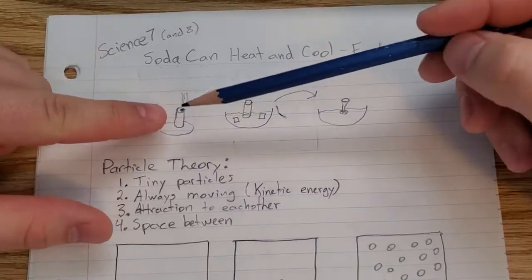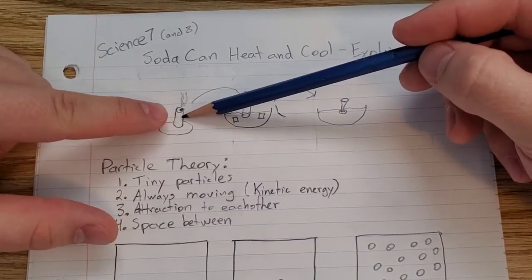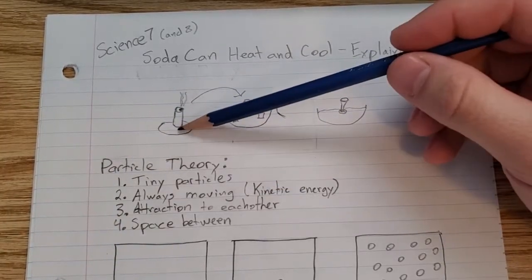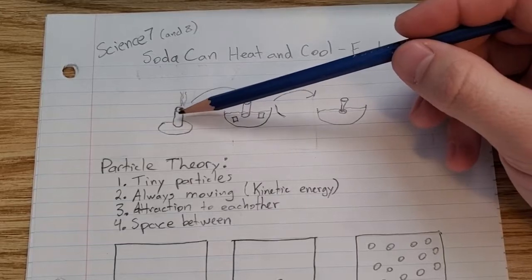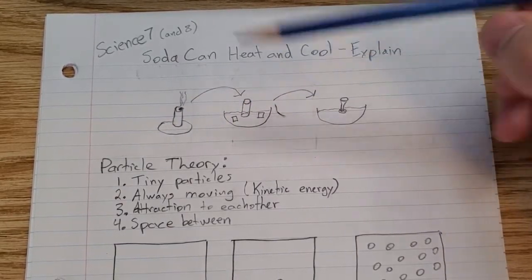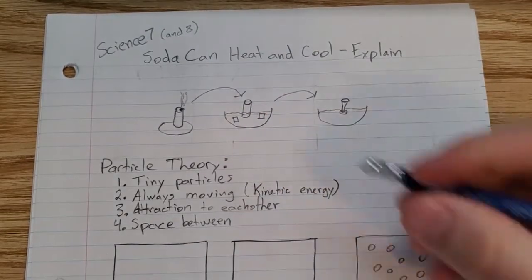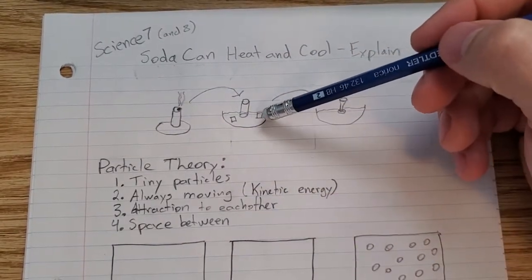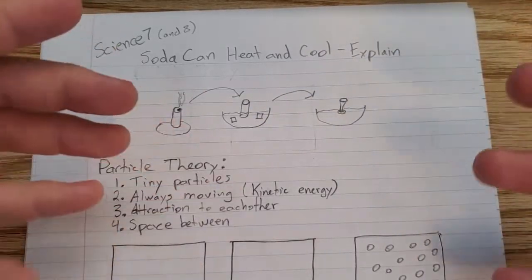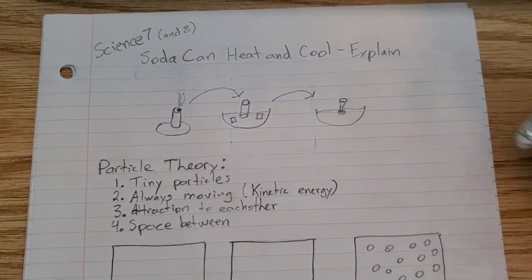We had a can of soda with no soda in it. We put a little bit of water in the bottom, just a tiny little bit, heated it up, then flipped it inverted and put it into this bowl of cold water upside down, and that can suddenly had the sides cave in and it was crushed.